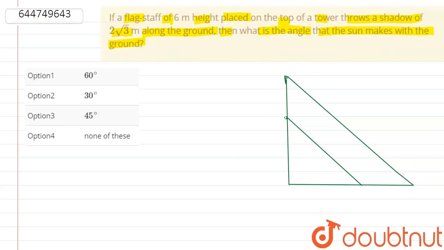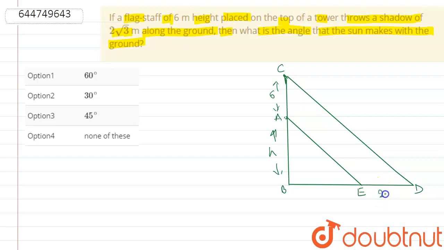So now here, suppose this is AB tower of height h meter. Now here it is saying that a flagstaff of 6 meter height is placed on the top of a tower. So here at the top of the tower, suppose this is 6 meter height flagstaff placed on the tower. Suppose its name is here C, here it is D, and here it is A. So now here it is saying that this flagstaff throws a shadow of 2√3 meters along the ground.